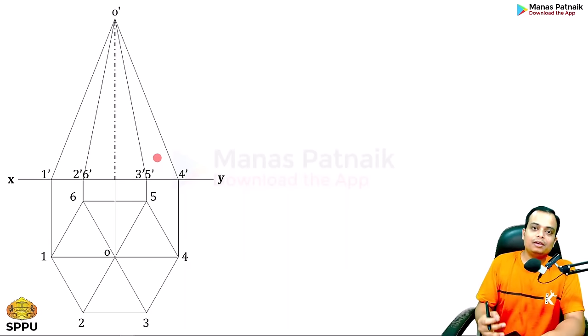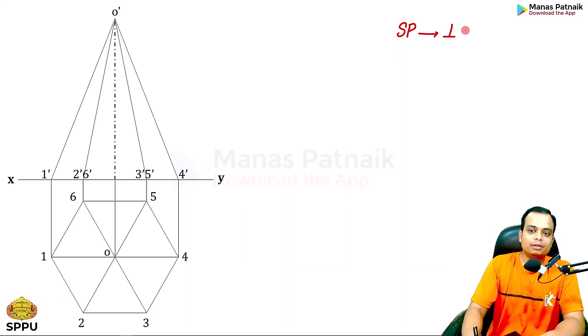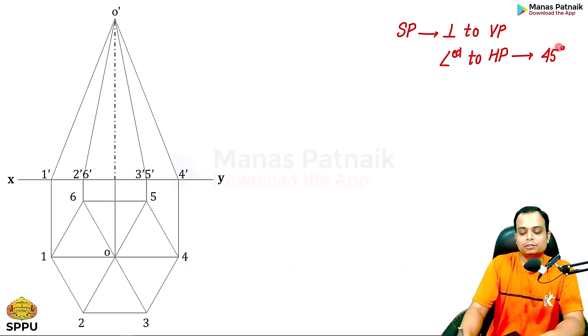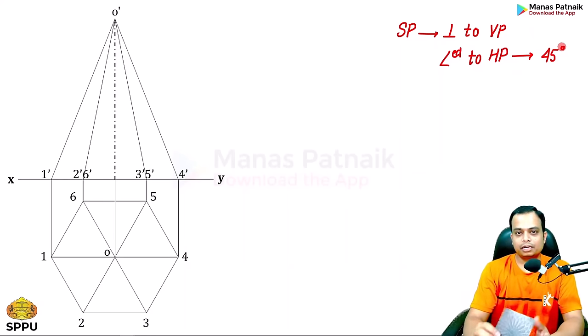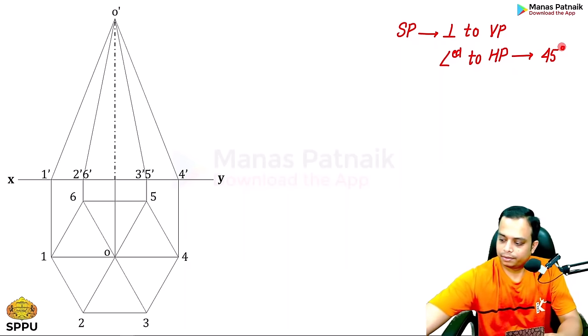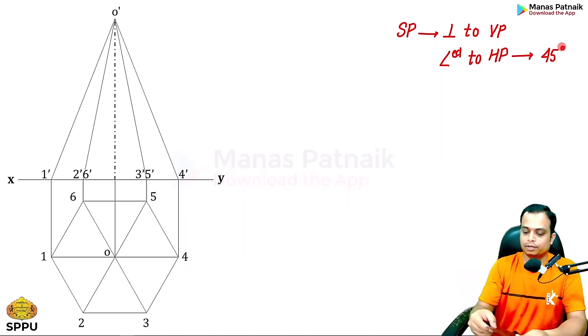Okay. Secondly, we also have been given information regarding the section plane, and the section plane is such that it is perpendicular to the vertical plane, but at the same time it is inclined to HP, and the angle of inclination has been given as 45 degrees. So let me just give you a brief idea as to how the section plane has been oriented. Okay, now just take a look at this.